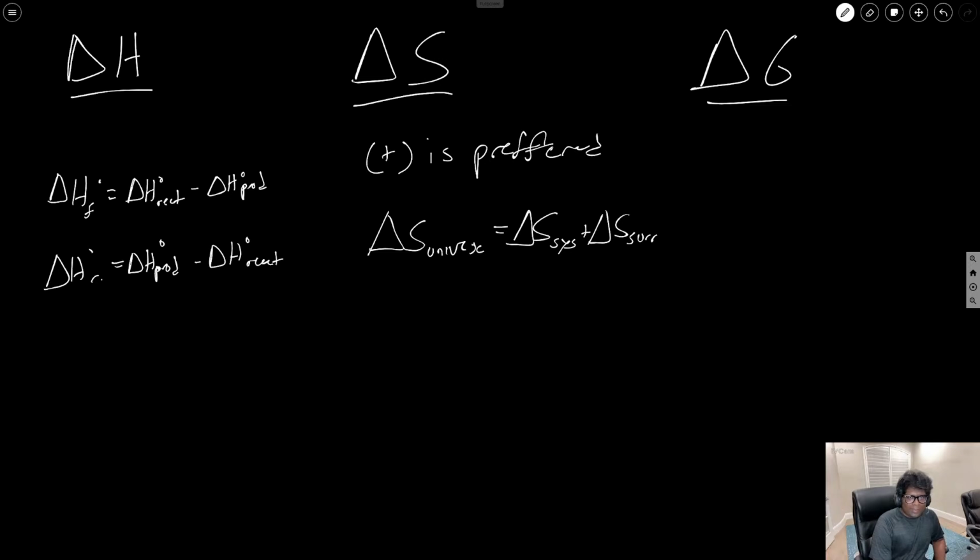Delta G, we've talked about it a lot, but we don't know exactly what it is. It's the free energy that is present, and it combines enthalpy and entropy. It creates a functional equation. So this is the equation for it. Delta G equals delta H minus T delta S.